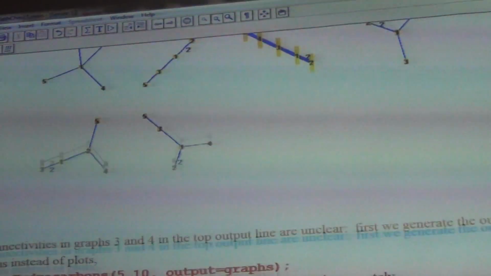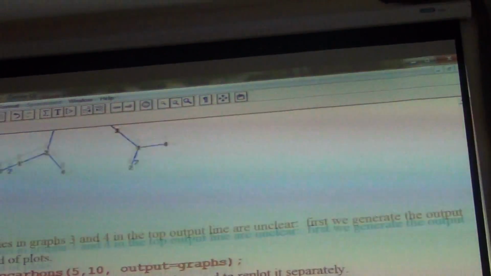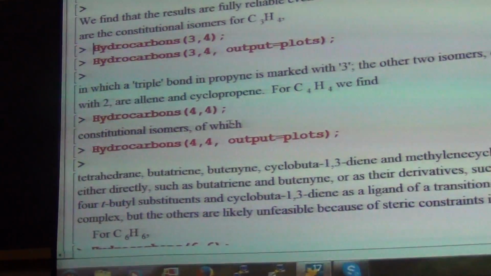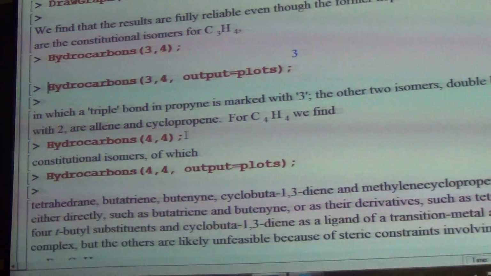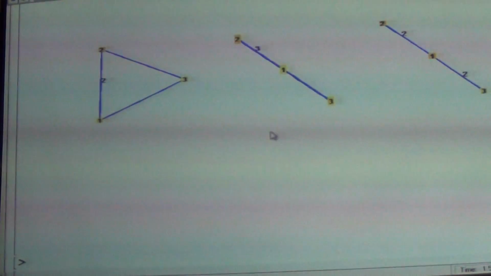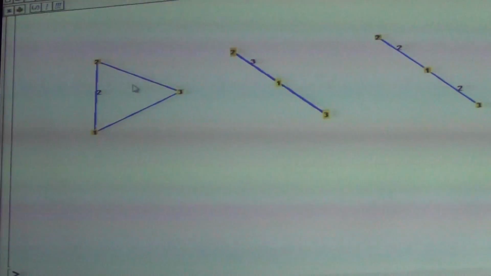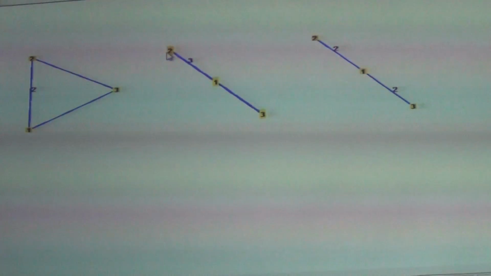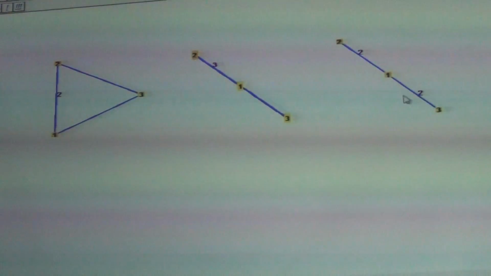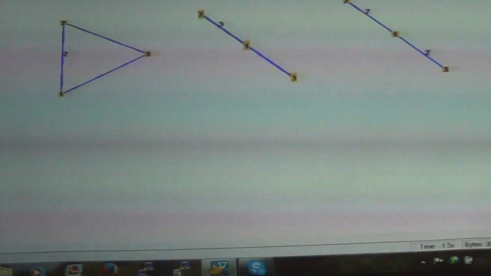Right, so we can do that. Let's go to C3H4. And we have 3 graphs there. So this is cyclopropene, 1 double bond. This is propyne, 1 triple bond. Right? And this is propadiene, or allene, 2 double bonds, cumulative double bonds.